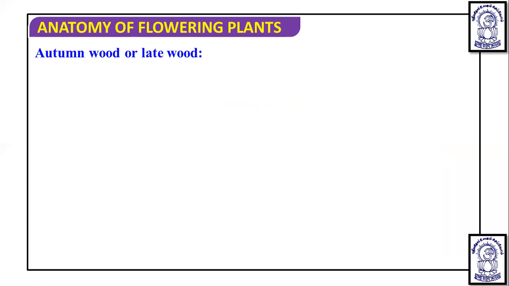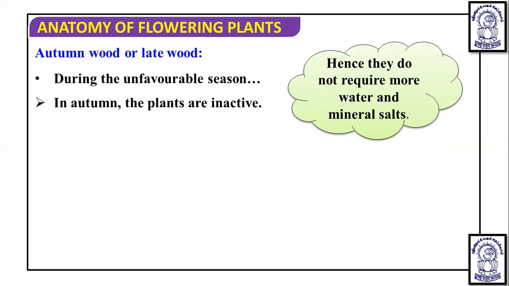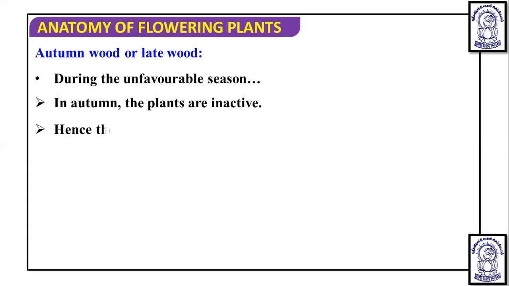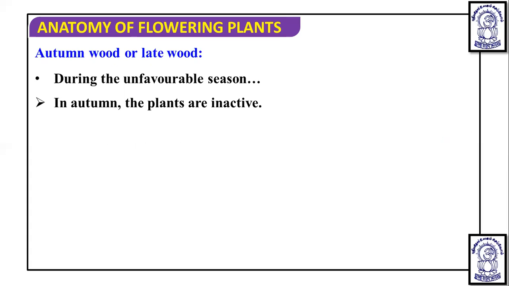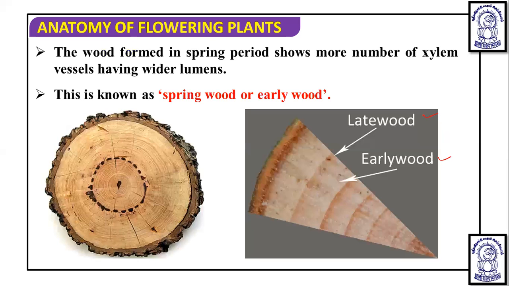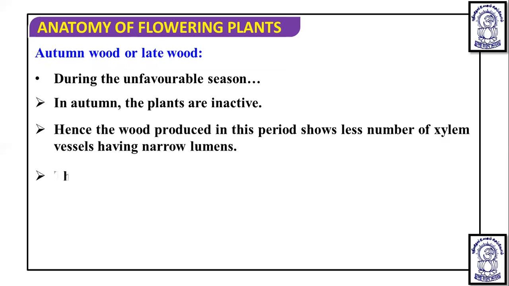The wood formed during this season is known as spring wood or early wood. Whereas the autumn wood, also known as late wood, is formed during the unfavorable season, that is in autumn, when the plants are inactive. Hence, they do not require much water and mineral salts, so the activity of vascular cambium is less. The wood produced in this period shows fewer xylem vessels with a narrow lumen, whereas spring wood has a wider lumen. This is known as autumn wood or late wood.